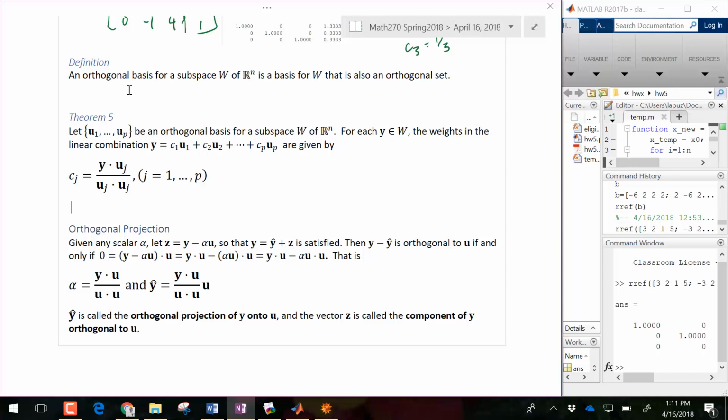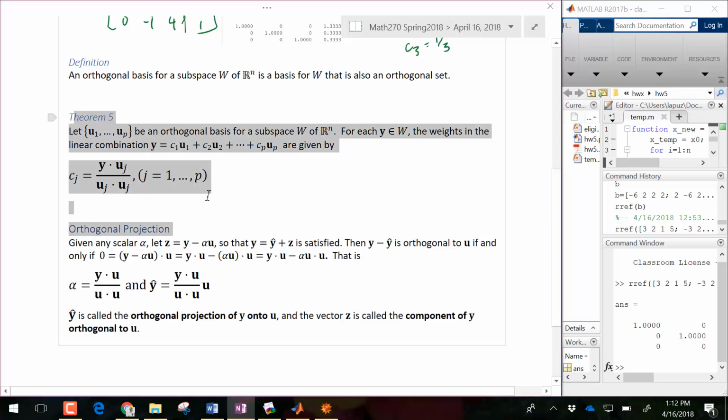I think a better distinction might be to say that if you have an orthogonal set, then you just have a set of vectors. If you have an orthogonal basis, then the vectors are also linearly independent, because a set doesn't necessarily mean that you're linearly independent. If it's orthogonal, then it has to be. So this is more like a theorem here. Anyways.